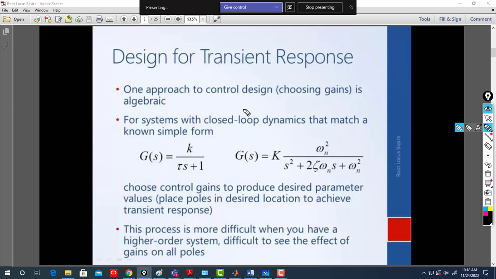We call it the pole placement approach because I'm shifting my pole from an open loop location to a desired closed loop location by designing a controller, by choosing gains for my controller, and doing this algebraic approach, the system identification. I identified them with a known simple form. And remember, sometimes we have a zero in my closed loop transfer function. We said, okay, as a first order approximation, as a starting point, then later we need to tune. Then this process is more difficult when you have a higher order system.